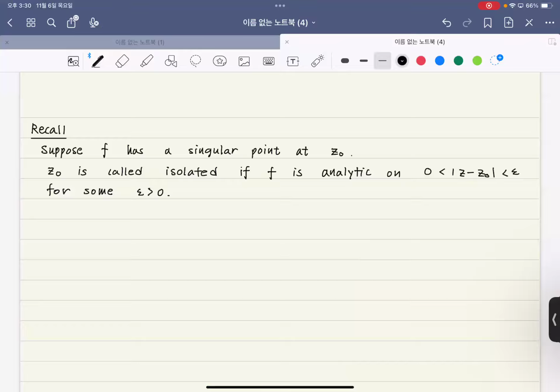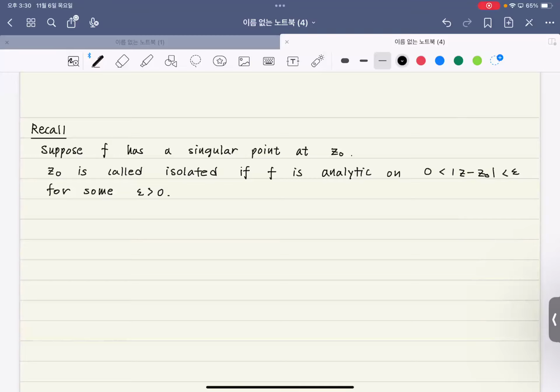Okay, great. So last time, I introduced the notion of the singularity. If you have a function, and if your function fails to be analytic at some point, then we say the point is a singularity of your function f. And on top of that, there are two types of singularities.